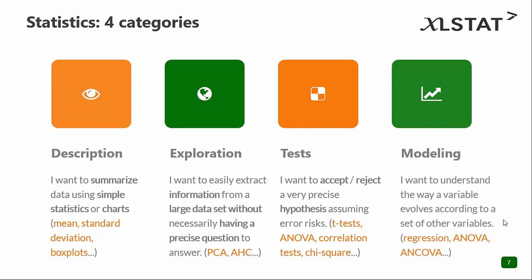Today, we are going to talk about statistical modeling that helps us understand the way a variable evolves according to a set of other variables. So typically in modeling, we find regression, ANOVA, and many other methods.